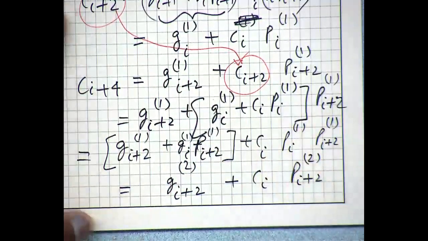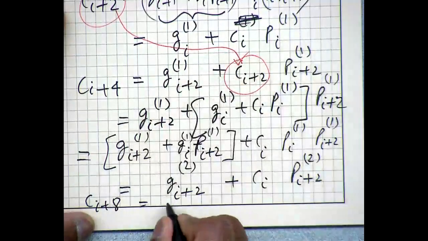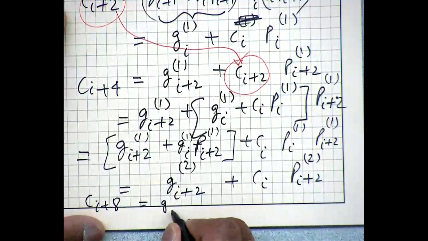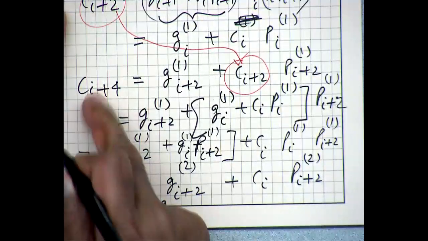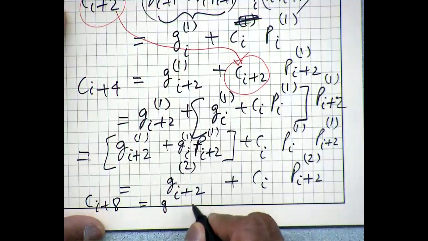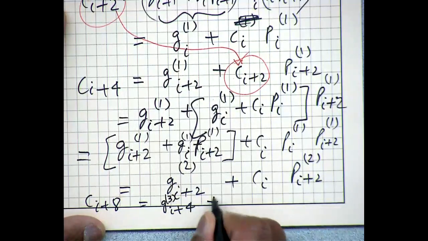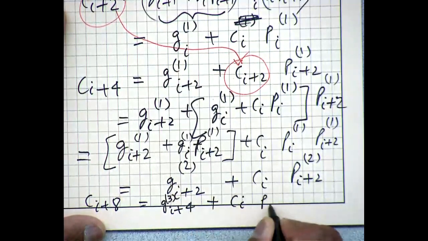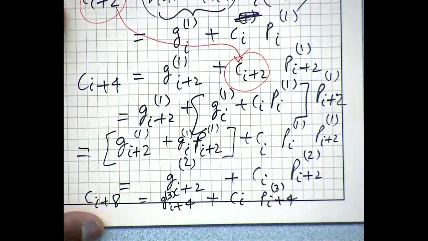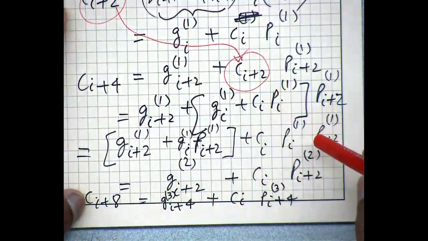And if I go through the same process, I can say C_{i+8}, if I repeat that process, is going to be G_i plus, so I substitute i by i+4. That's how it begins. So this will be G_{i+4}^{(3)} plus C_i times P_{i+4}^{(3)}. So what this is saying is that with this final equation, I can compute C8.